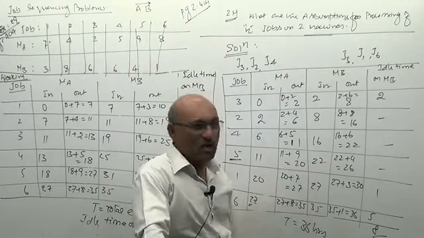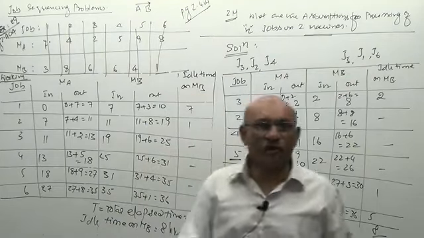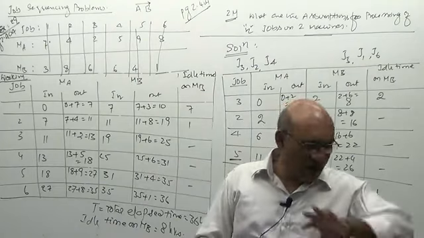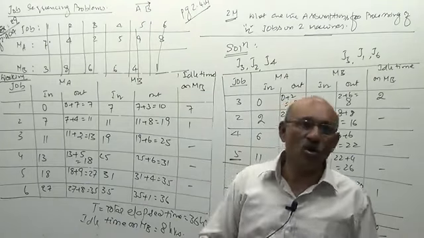Okay? So this is the first problem for processing of n number of jobs on 2 machines. I'm giving 2 minutes time for you to note down the solution.